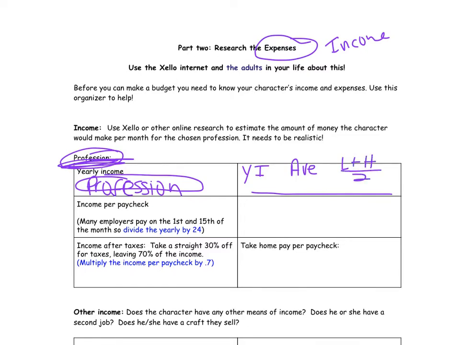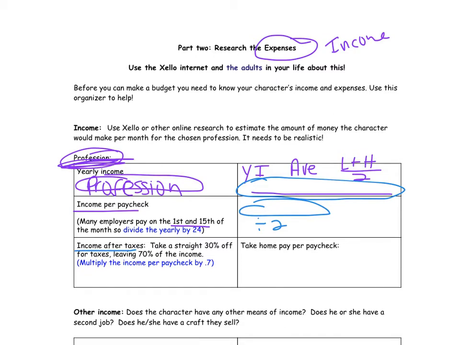Next, you need to decide or figure out income per paycheck. So many employers pay twice a month, first and the 15th. Some do it differently, once a month or every week, but many times it's that. So you're just going to take what you have in this column right here, and you're going to divide it by 2. Then you need to figure out how much is your income after taxes.